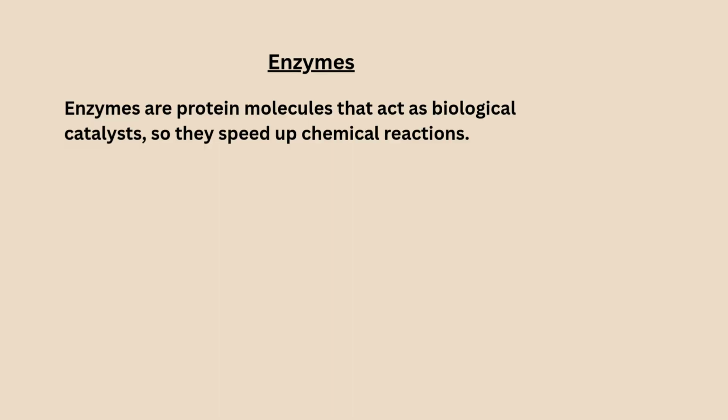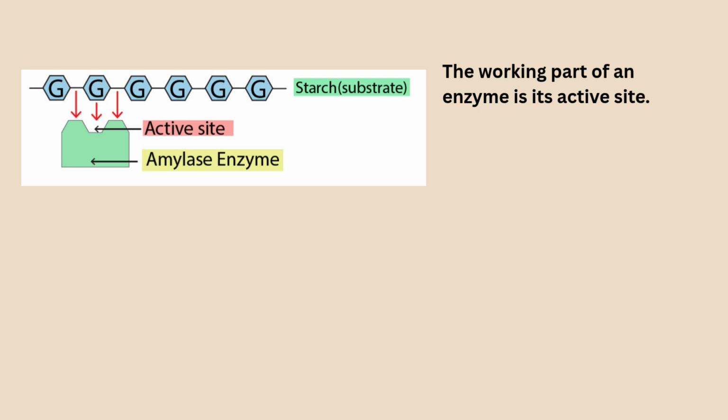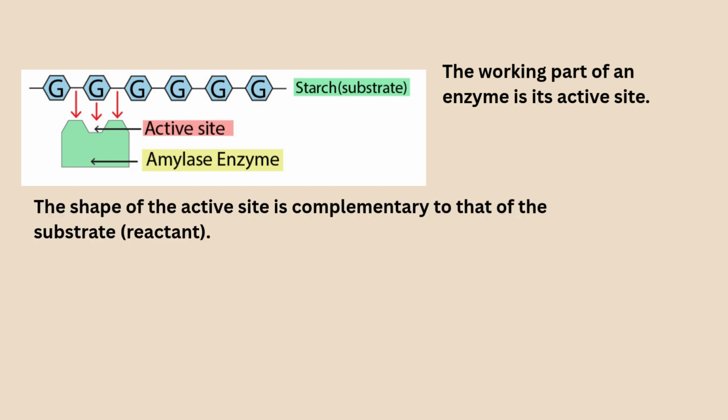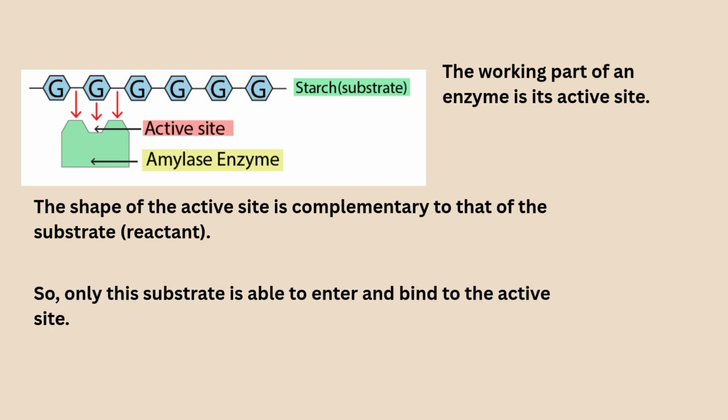Enzymes are protein molecules that act as biological catalysts, so they speed up chemical reactions. Each enzyme will catalyze a specific reaction. The working part of an enzyme is its active site. The shape of the active site is complementary to that of the substrate. The substrate is the biological name for what we would call the reactant. So only this substrate is able to enter and bind to the active site.